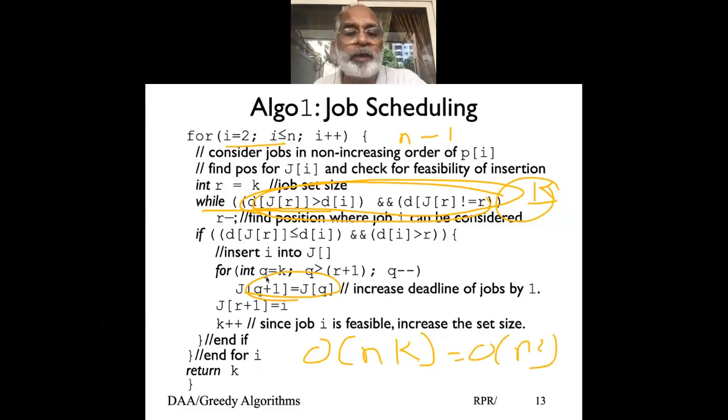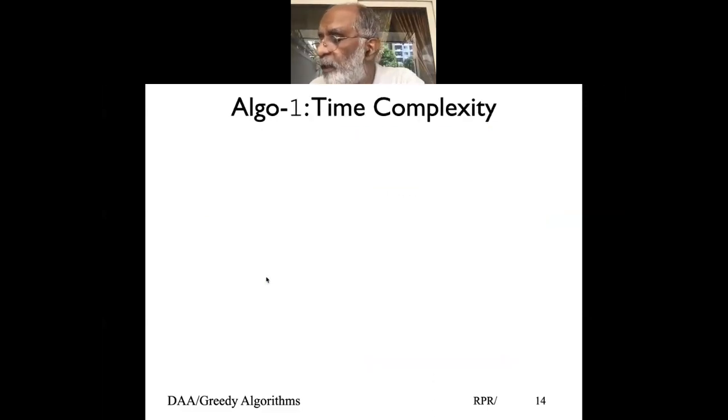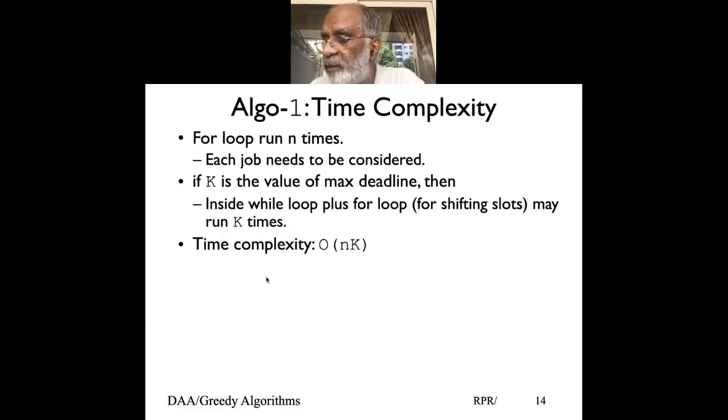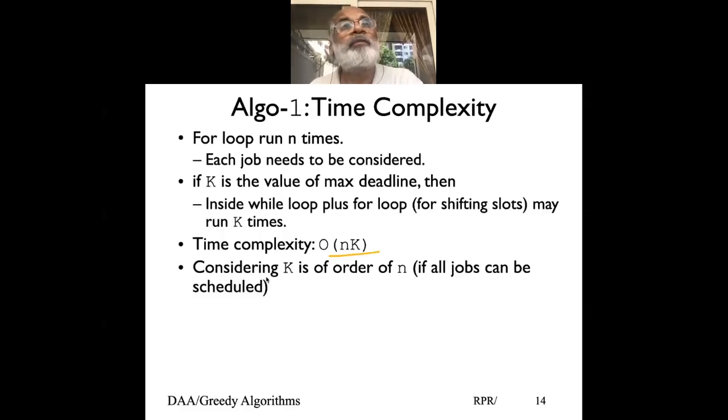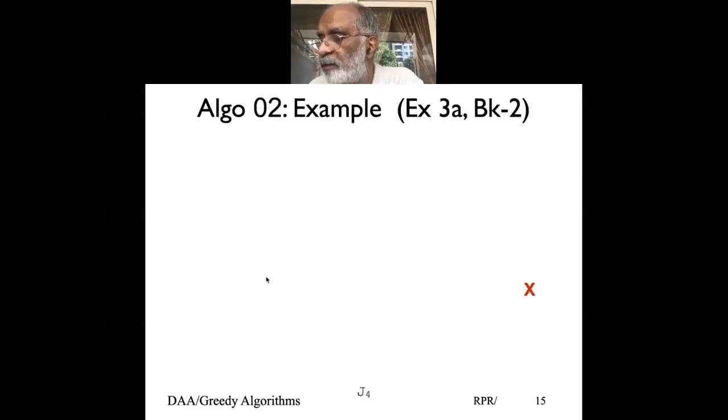If any questions, please feel free to ask. Otherwise, look at what I said: my time complexity is order n k, because for each job, I'm searching my array maximum k times, and I'm shifting k times, n k, and k is order of n, so it could be order n square.